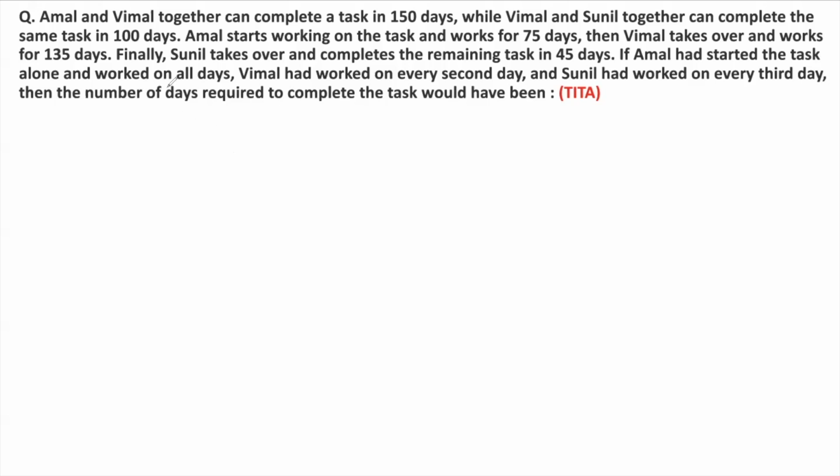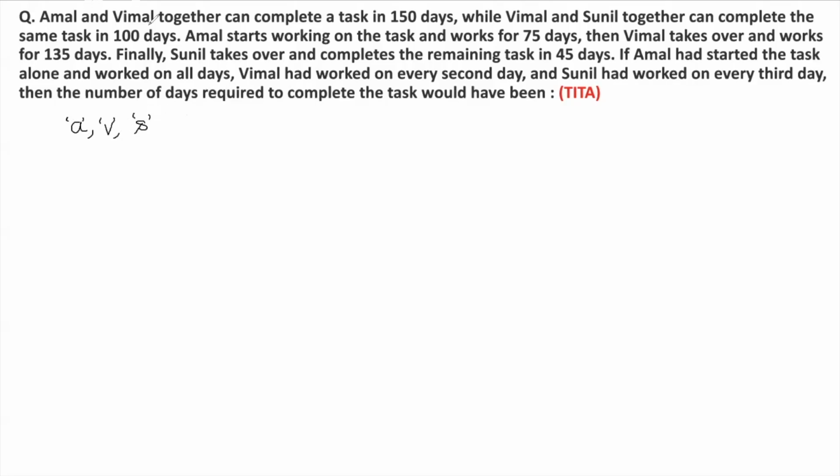Assume the efficiencies of these people as A, V, and S for Amal, Vimal, and Sunil respectively. The efficiencies are nothing but the work they're performing in one day. So the work they're performing in unit time, or the work they're performing per day, is A units per day for Amal, V units per day for Vimal, and S units per day for Sunil.